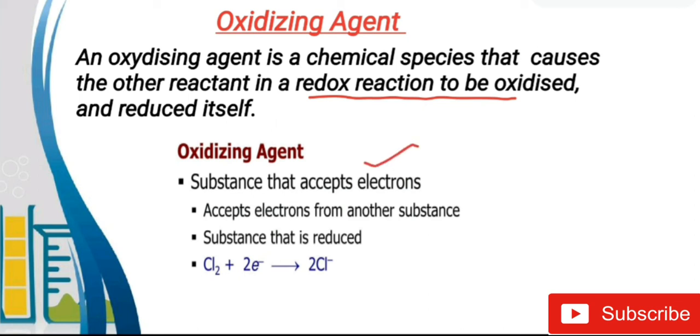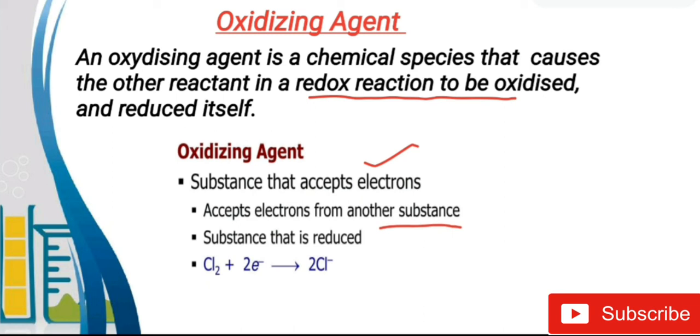Accept electrons from where? From other substances, so the substance that is reduced. So what is an oxidizing agent? Oxidizing agents are the species that oxidize others but reduce themselves. It oxidizes others, meaning it forces others to lose their electrons. So when that other species loses its electron, the oxidizing agent gains that electron.